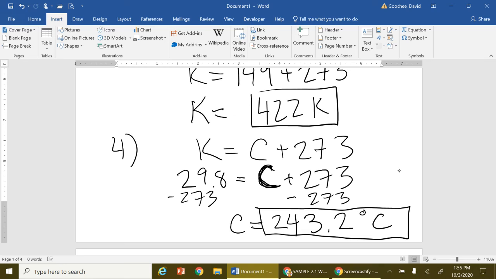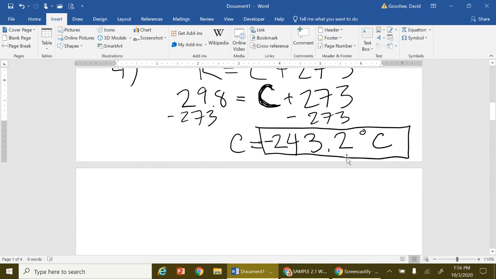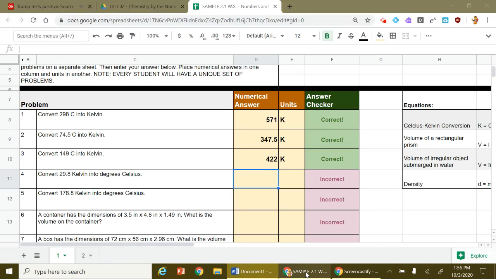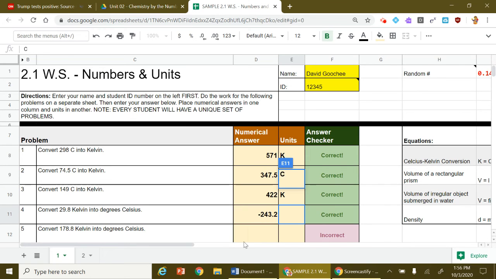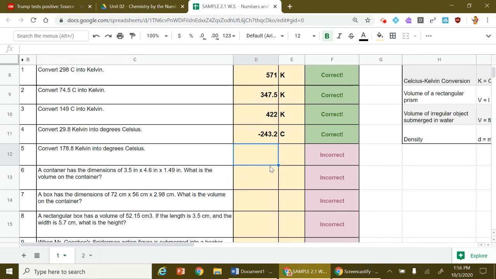Okay, that is the answer, negative 243. In fact, let me make that a bit more clear. Negative 243.2 degrees Celsius. I'm sorry if my handwriting is a little bit messy here, guys. I'm writing this vertically on my computer. It's a little bit tricky to do. Okay, so negative 243.2. Let me double check that. Great, Celsius.